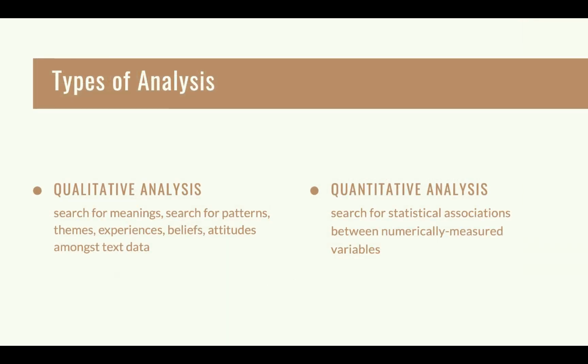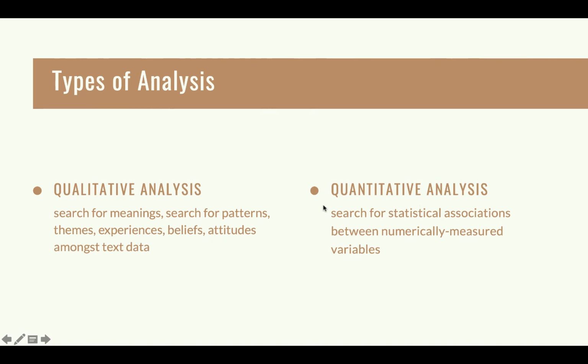Qualitative analysis itself is a search for meanings in the text that you've read. Who said what? What did it mean? What are the patterns that cut across what this person said and what that person said and what the next person said? You're looking for themes, patterns of experiences, beliefs, attitudes. So you're looking at textual data to figure out what they mean. What are the deeper meanings that people are trying to draw out?